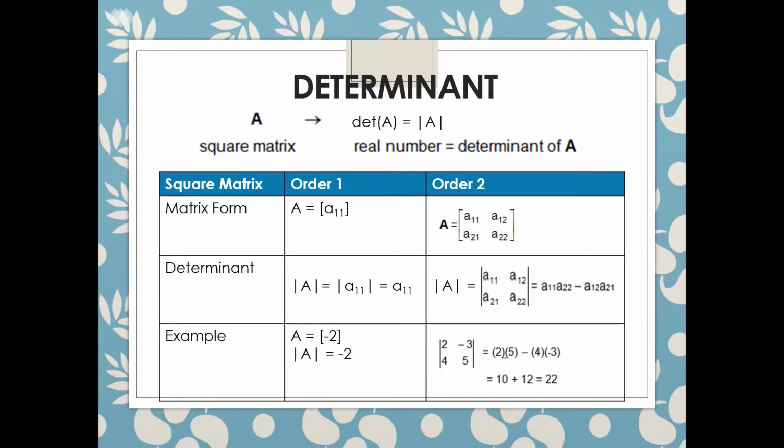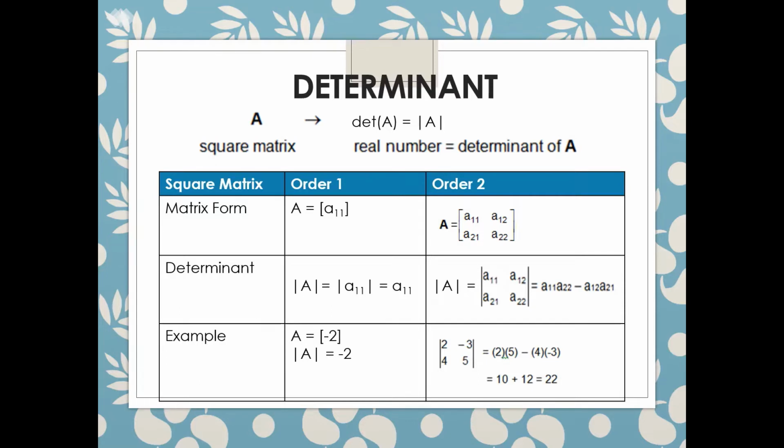For example, let's say given a matrix with -2 as the only element inside. Therefore, the determinant of this matrix is equal to that element, which is equal to -2.